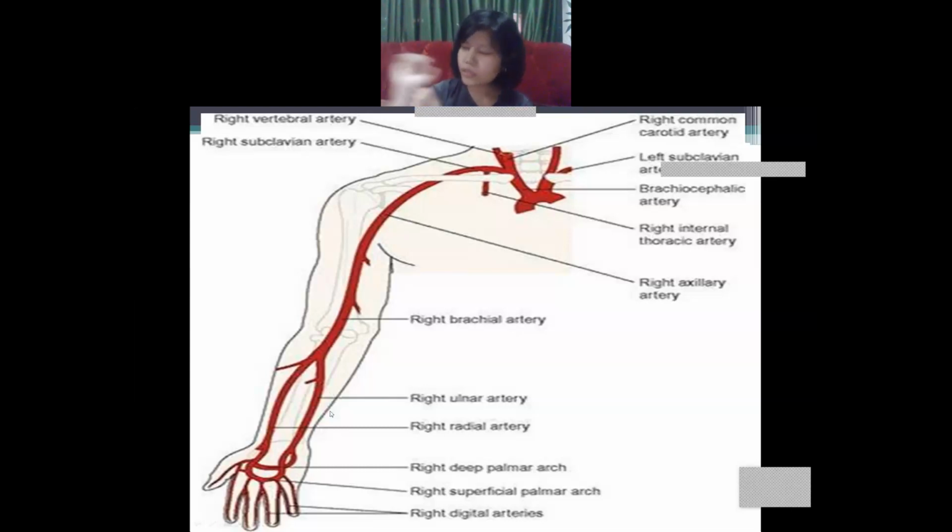In the radial artery, what can you do? You can also feel your pulse. This is your thumb, right? Just downside of your thumb, you can feel your pulse. And the rest is the same thing. The blood supplies all this portion, that is the middle and all this portion.